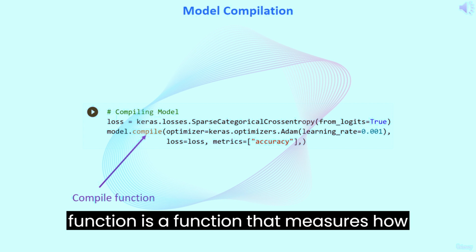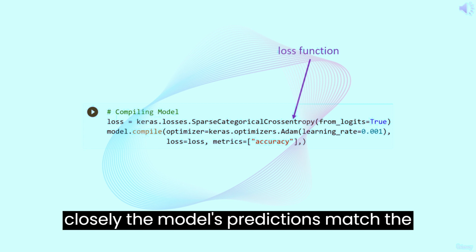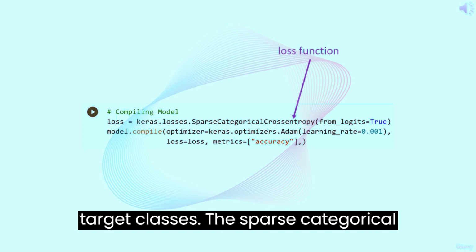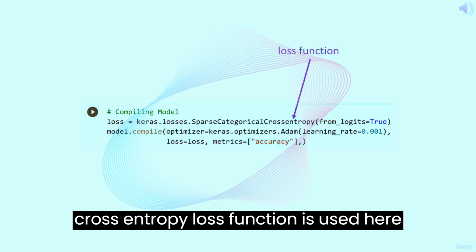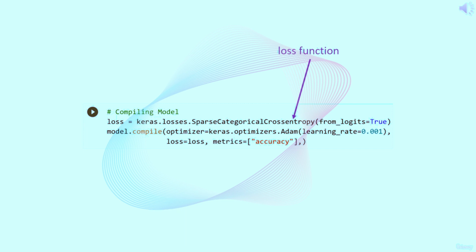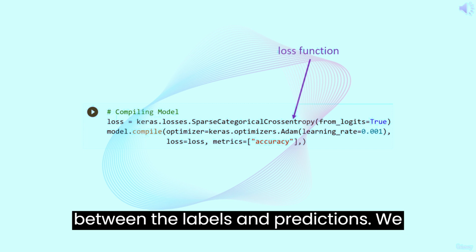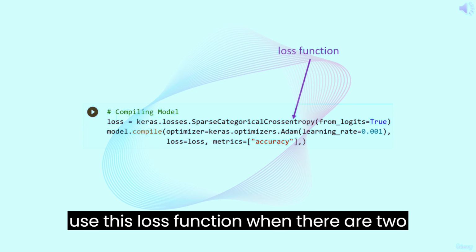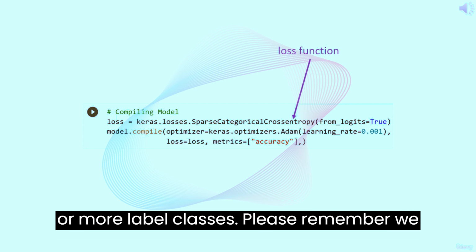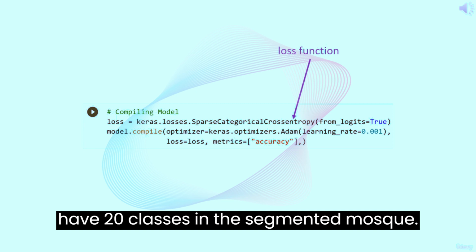The loss function is a function that measures how closely the model's predictions match the target classes. The sparse categorical cross-entropy loss function is used here, which calculates the cross-entropy loss between the labels and predictions. We use this loss function when there are 2 or more label classes. Please remember we have 20 classes in the segmented MOSC.